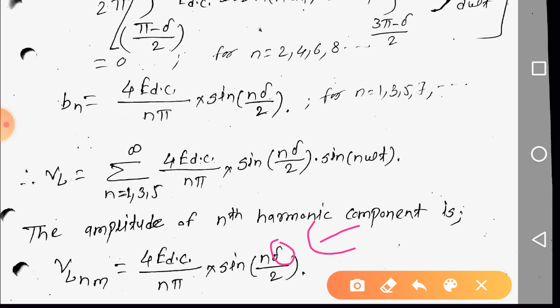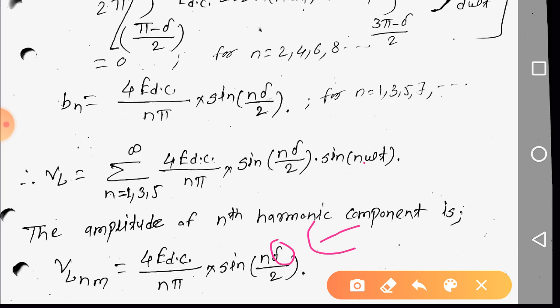Sine 180 is 0, right? Suppose n is equal to 5, so it is a sine of 5 into 60, a sine of 300 degree. What is the sine of 300? Whether it is a 0? No. Means if delta is equal to 120 degree, only third harmonic will be absent from the output voltage.